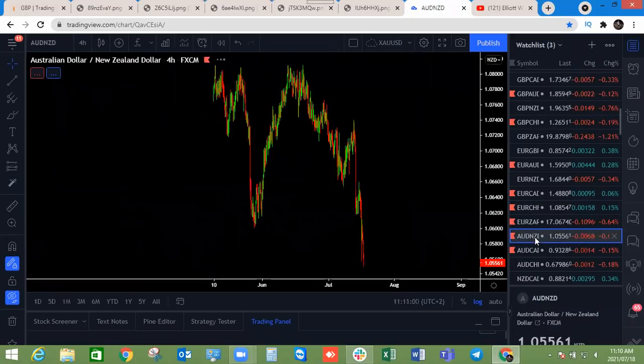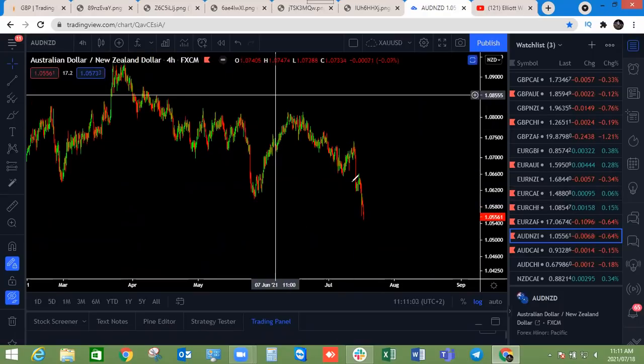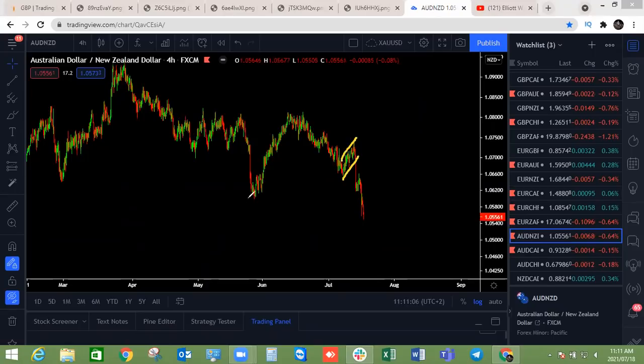Let's go to the crosses. AUD New Zealand continues to drop. We focused on that from here. We only expected it to come to around this level. That level has been invalidated. Now, any pullback, look for this to continue to the downside.